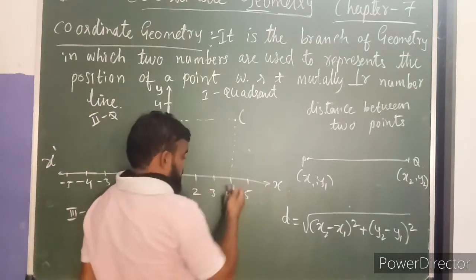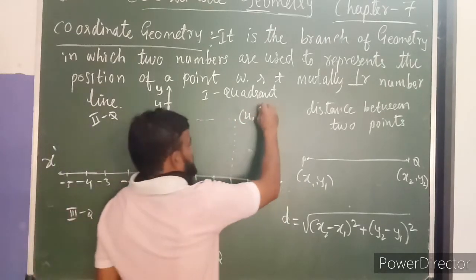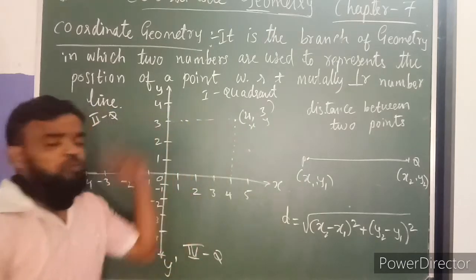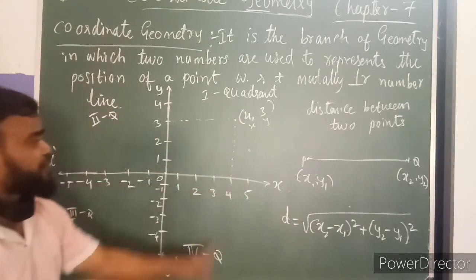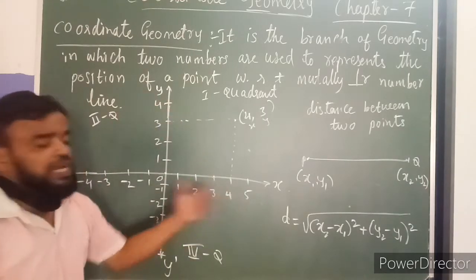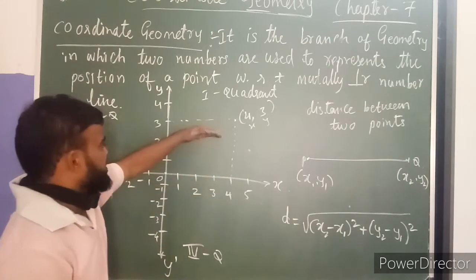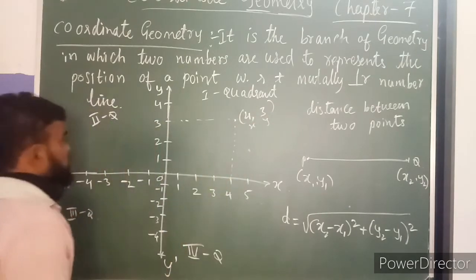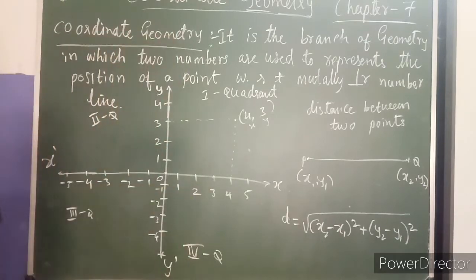So I have taken that point: x is 4 and y is 3. This is x, this is y. These are the 2 points we are getting graphically. The 2 lines give us the 2 points on the x-axis and y-axis, the x coordinate and y coordinate. This type of values we get in geometry. This is coordinate geometry.